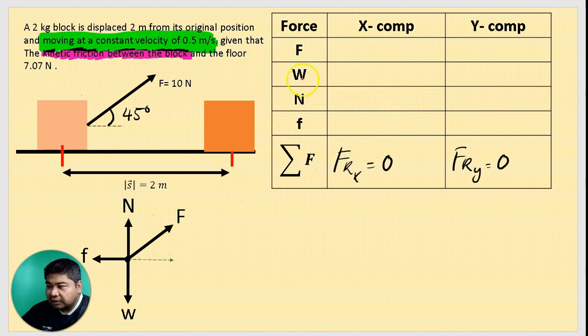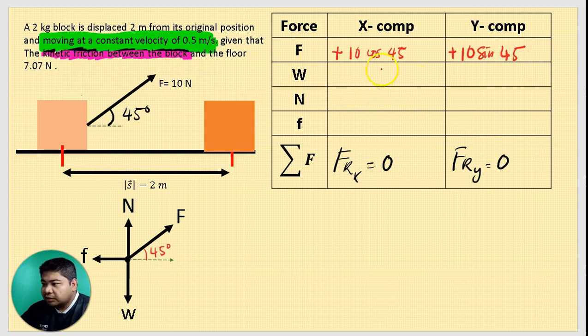If we look at the external force, the angle between the external force and the x-axis is 45 degrees. So the x component of the force is positive 10 cos 45, and the y component is 10 sin 45. I hope you know where I get these two values from. You can do it yourself to verify that you get 10 cos 45 and 10 sin 45.